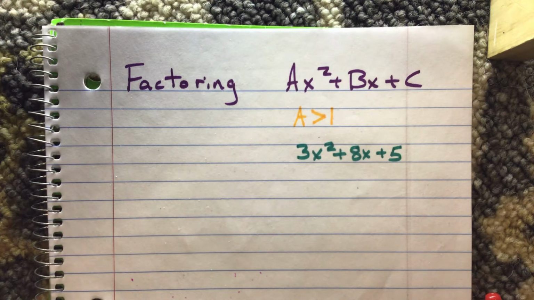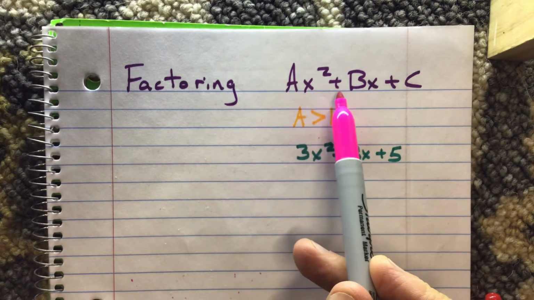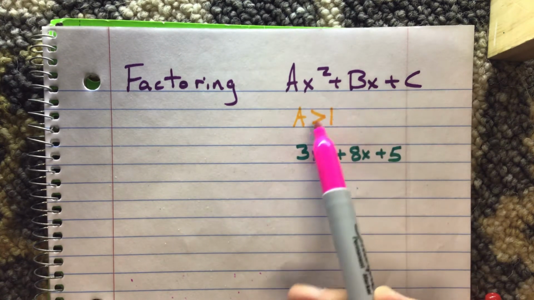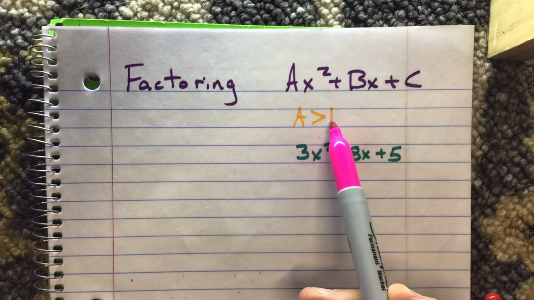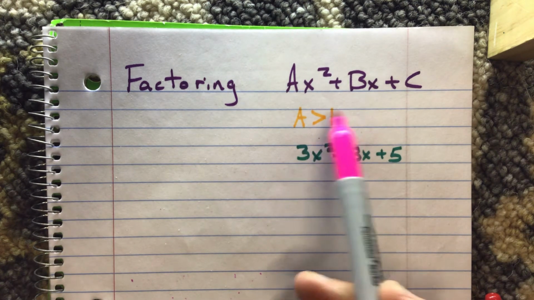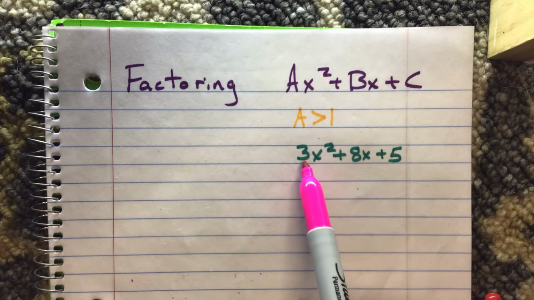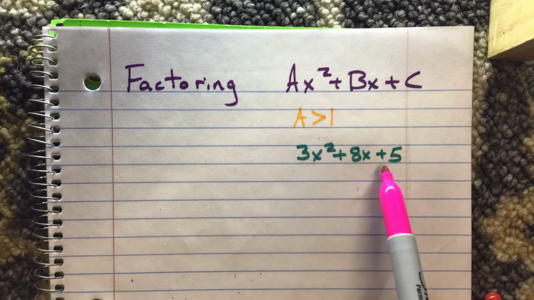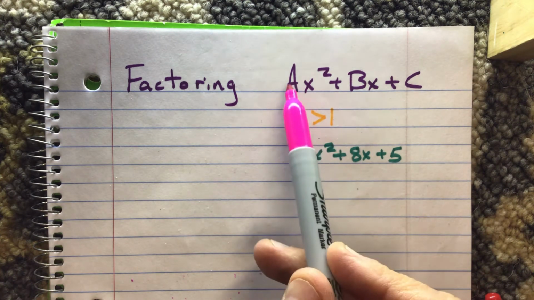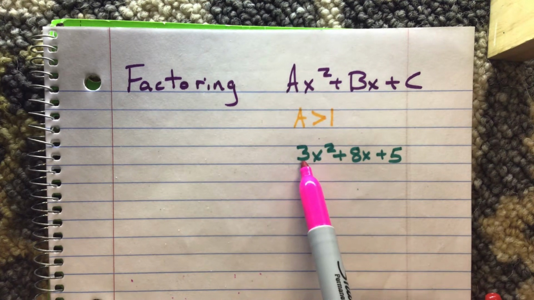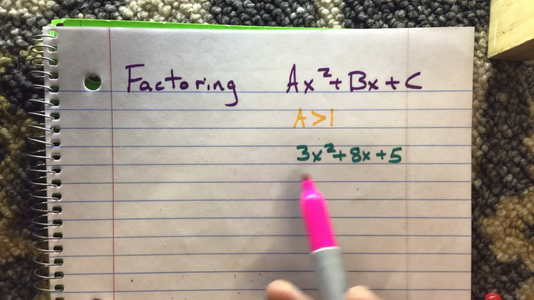This video is on factoring. These are polynomials in the form of ax squared plus bx plus c, where a is greater than 1. So all the factoring we've done so far, a has been equal to 1, but in this example, here I have 3x squared plus 8x plus 5. The leading coefficient, we call it, is greater than 1. So in the previous examples we did, we always had 1 here. So now I'm going to show you what happens when you have a number out front.